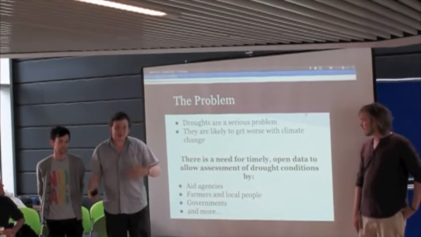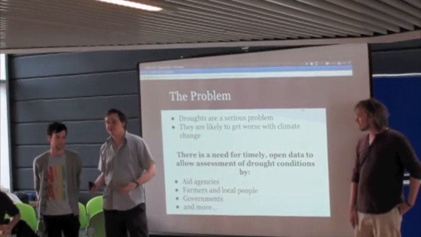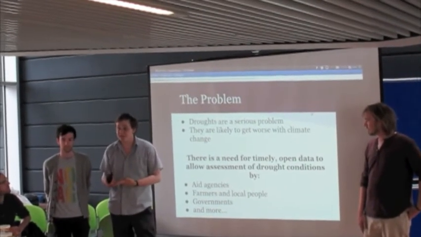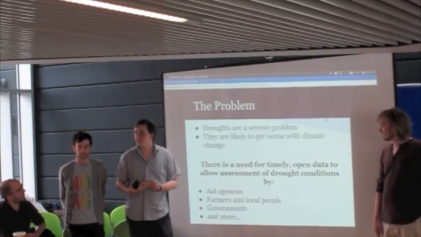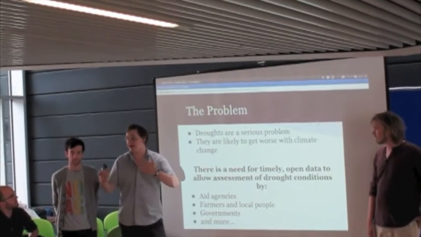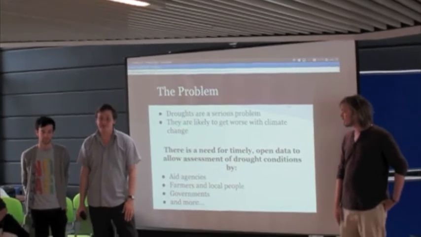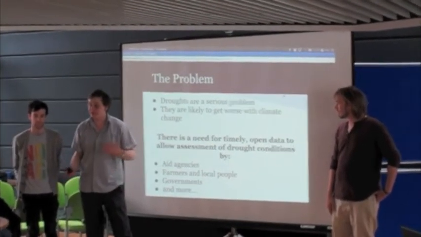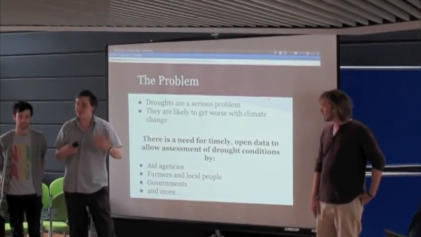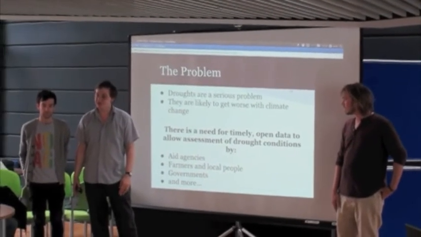And that sort of data is needed by a wide range of people: aid agencies, governments, local people like farmers. If they can look up and find out what's happened in the past, what might happen soon, what conditions are at the moment, they can more effectively decide how to manage their land, and governments can decide more effectively how to manage their policies and their money, and so can aid agencies. So it's a kind of useful thing to have.